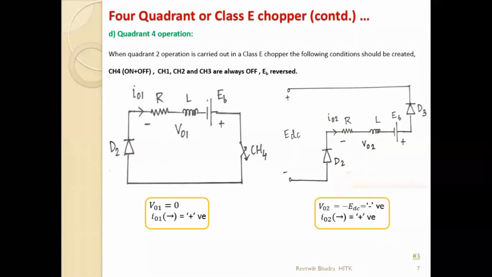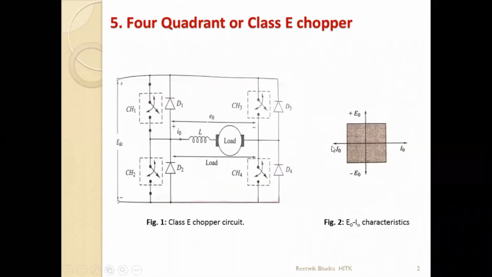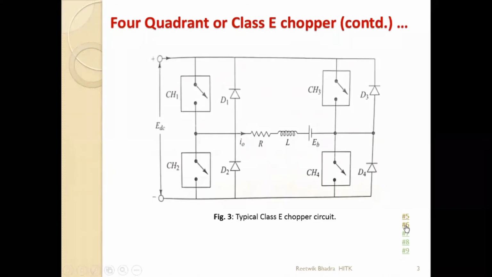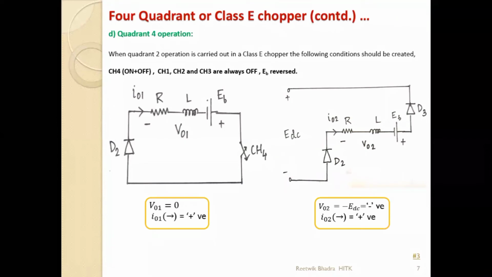In your semester exam, I can ask you to explain a class E chopper. So you have to explain all these quadrants by drawing all these figures. The main figure you have to draw. No need to draw that figure, but in this figure, this quadrant you have to draw in your copy. And all these figures should be drawn. Each quadrant has 2 modes of operation, all this should be drawn. So up to quadrant 4, any doubt you can ask.